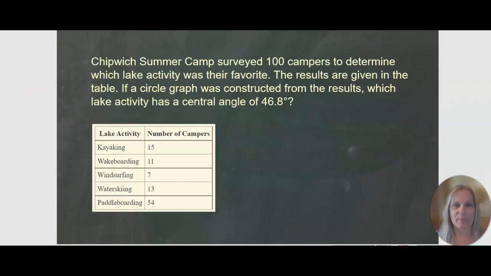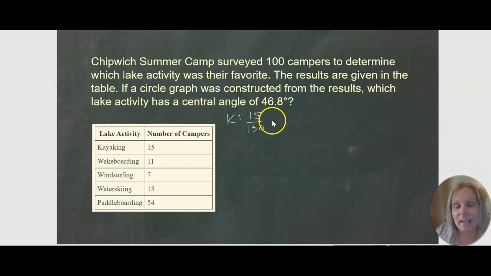So we have a summer camp. There were 100 campers, and they were asked which lake activity was their favorite. So we have the results in the table. If we were to make a circle graph, which lake activity has a central angle of 46.8 degrees? All right, so let's find the central angle for each one. So kayaking, I'll just put a K for kayaking since there's nothing else that starts with a K, is 15 out of 100, right? 15 out of 100 campers chose kayaking.